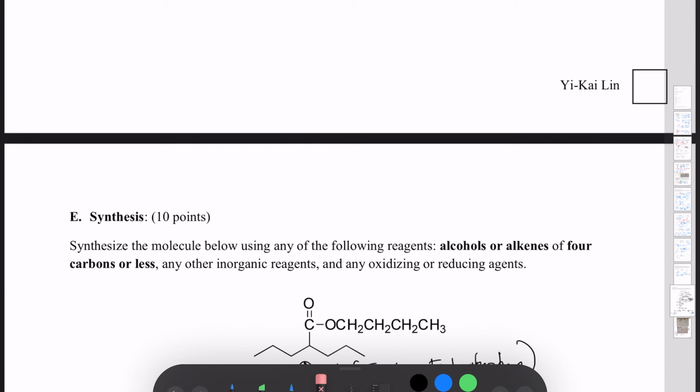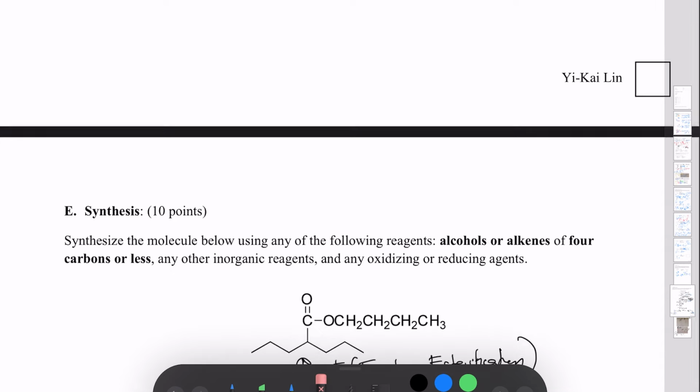In part E, we are given a synthesis problem, and it says to synthesize the molecule below using any of the following reagents: alcohols or alkenes of 4 carbons or less, any other inorganic reagents, and any oxidizing or reducing agents. So let's go ahead and do retrosynthesis on this molecule to try to reduce it to alcohols or alkenes of 4 carbons or less.